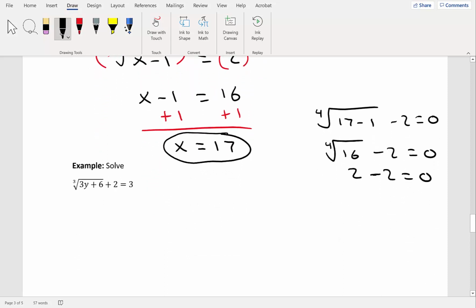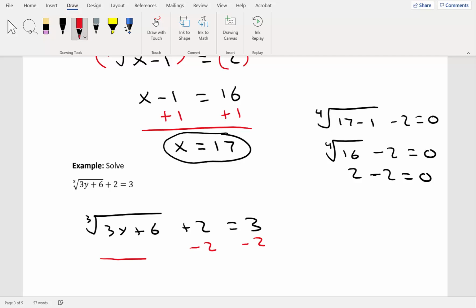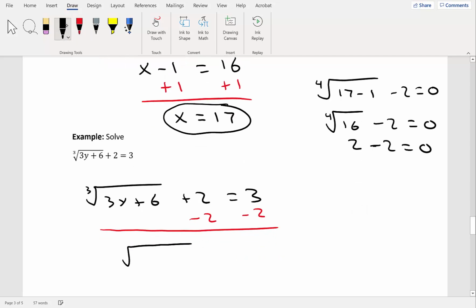Let's take a look at another problem. So I have the cube root of 3y plus 6, then plus 2 is equal to 3. So isolate the radical expression. Let's go ahead and subtract 2 from both sides. So I get the cube root of 3y plus 6 is equal to, now 3 minus 2 gives me 1. So my radical expression is isolated.